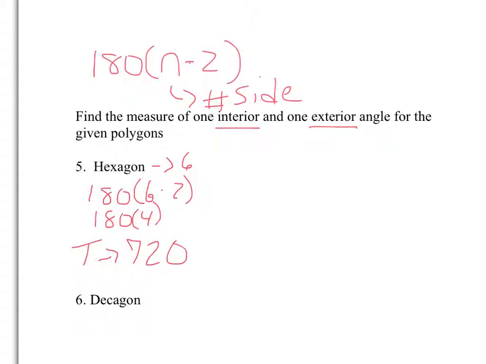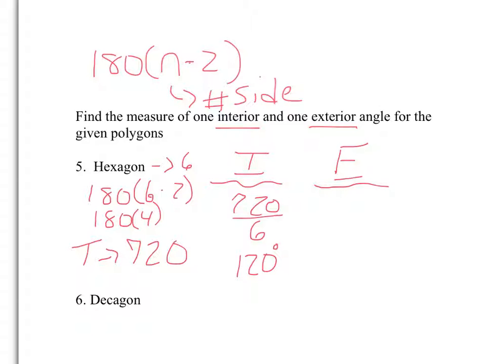I need an interior and exterior angle, but I have to find the total in order to get to the interior and exterior angles. My interior angle is always the total divided by the number of sides. So it's going to be 720 divided by 6, which gives me 120 degrees as my interior angle. My exterior angle is always 180 minus the interior, because my exterior and my interior angle together have to equal 180 degrees. They're supplementary angles. So 180 minus my interior, which was 120, tells me that my exterior is 60 degrees.